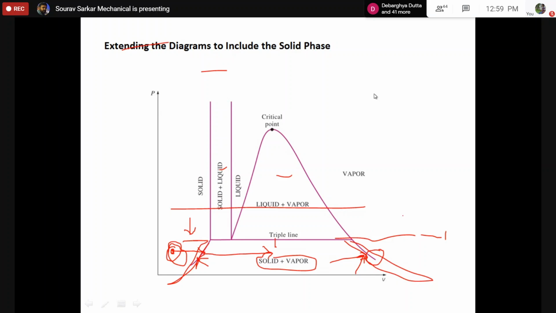Any doubt up to this much? Do you understand?